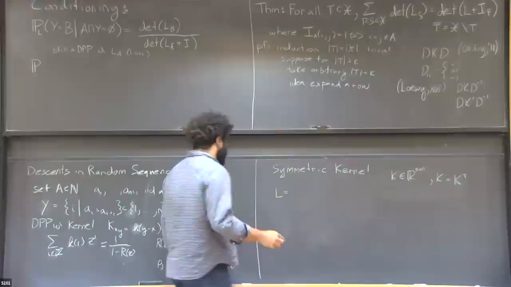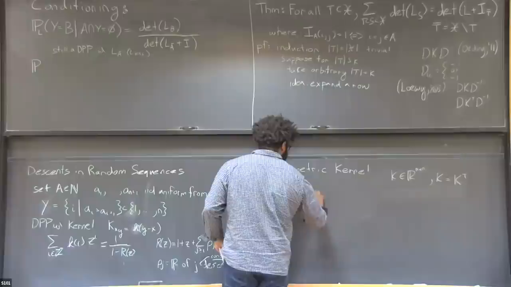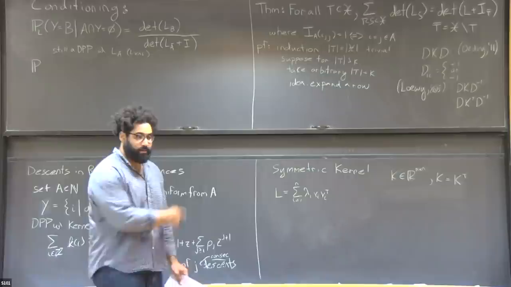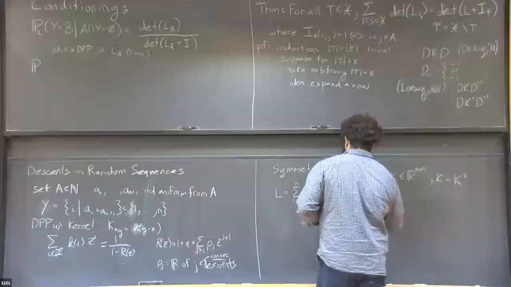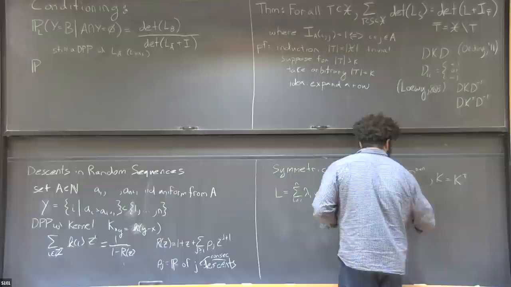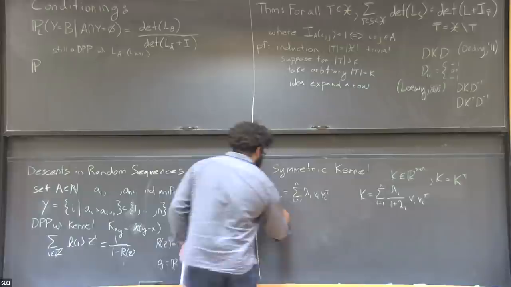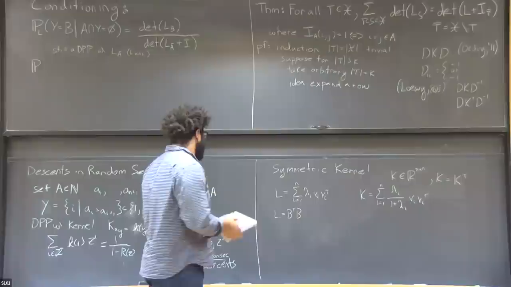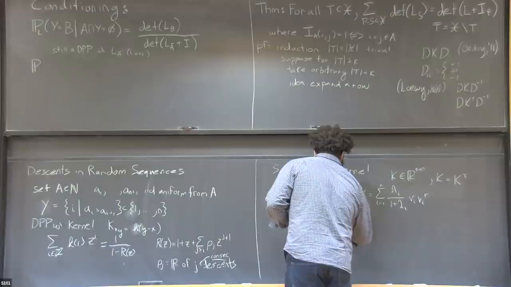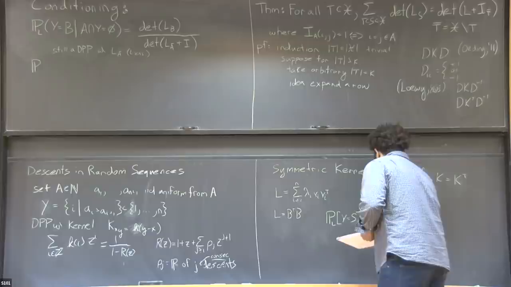If L has an eigendecomposition, with lambda_i as our eigenvalues and b_i as our orthonormal eigenvectors, then you see that our K... I'm just going to write this so I have this for later. We can write L as B transpose B for some matrix B. And here, now, let's write this probability again, the probability that Y equals S.